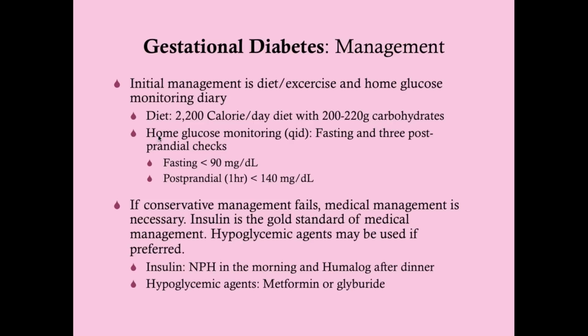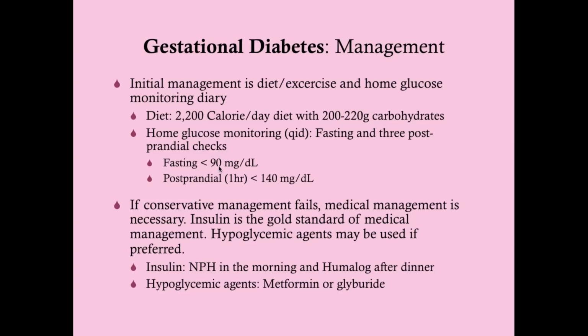We also want her to do home glucose monitoring, and this is the toughest part of the initial management because, again, this is kind of cumbersome. And so we have her measure her blood glucose 4 times a day, once when she wakes up, and then after each of the 3 meals, after breakfast, after lunch, and after dinner. And we have her measure it 1 hour after the meal.